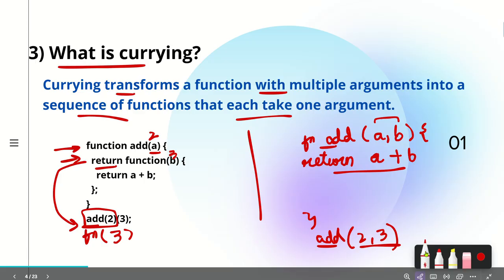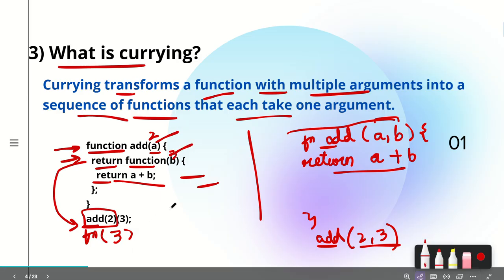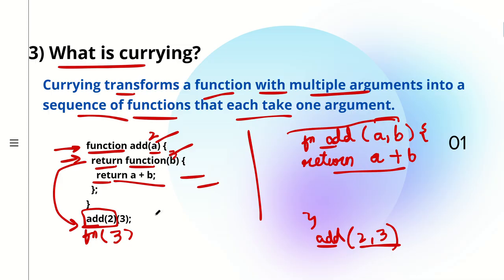Now you are just writing return a plus b, so whatever the logic is, you can do it, and then you return that value. This is what is called currying. Currying transforms a function with multiple arguments into a sequence of functions. First we have one function, then one more function, and likewise we can have multiple functions inside it. Each function in the sequence takes one argument. The first function took one argument, then the second function took the second argument. This is how we pass the data individually to every function. So this is called currying.